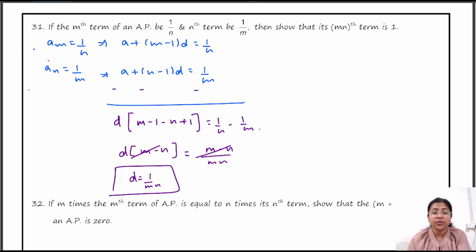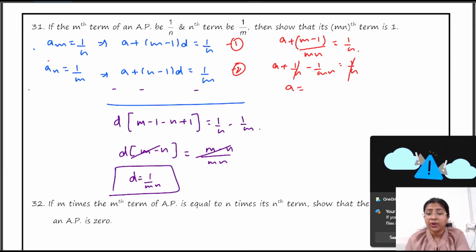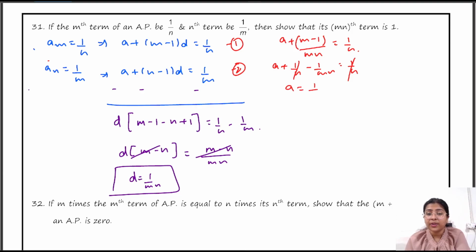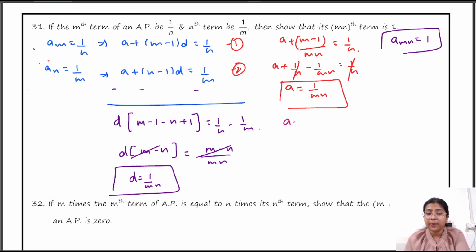Put in any of the equations, you will get the value of A. So we are putting in the first equation, A plus m minus 1 into D, the D value is 1 upon mn, is equal to 1 upon n. If you write it separately, it will be 1 upon n minus 1 upon mn is equal to 1 upon n. 1 upon n is cancelled by 1 upon n. So the value of A is 1 upon mn. Again, we have the value of A, we have the value of D. Okay, what we need to show? To show that its mnth term, means A mn, value is 1. Okay, now we are going to prove this. So A plus mn minus 1 into D is equal to A mn. We are solving this, putting the values of A and D.